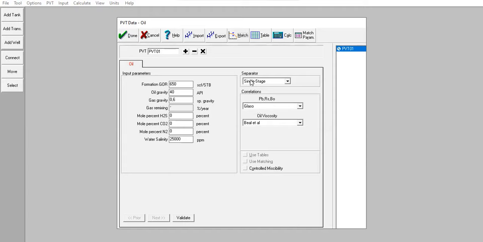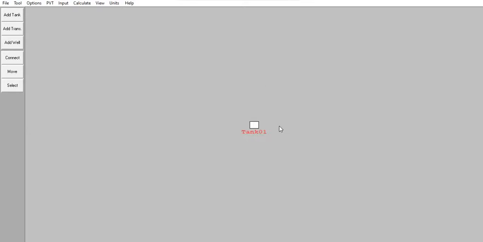All right. For separator, single stage separator. And I will have 3 reservoirs actually in this example, but I only have one PVT data. Okay, the PVT data is PVT01 here. So click validate. Okay, we are validated. Click done. All right, now we have this tank.